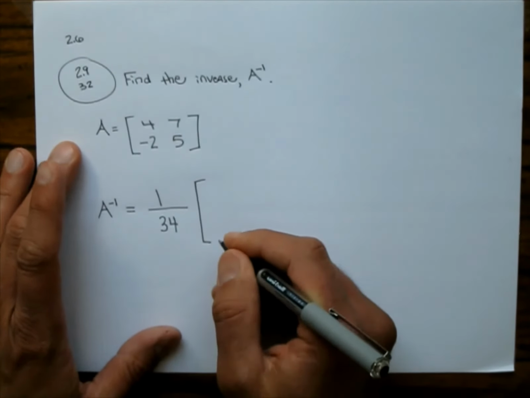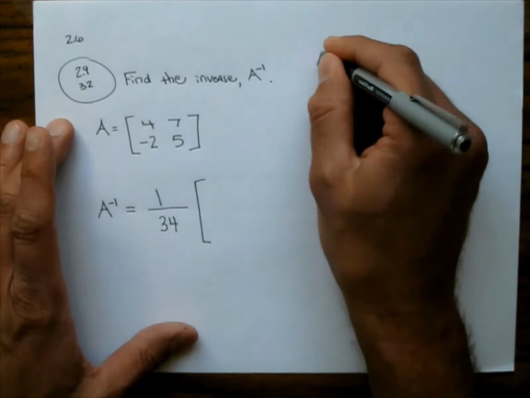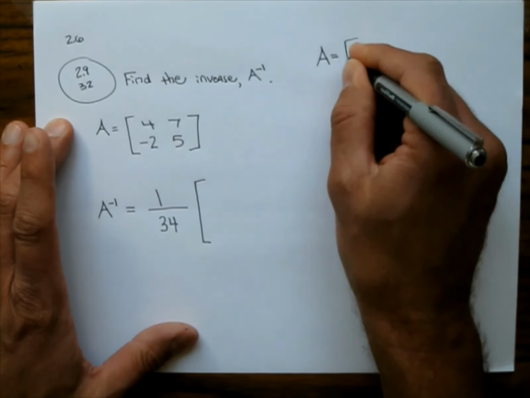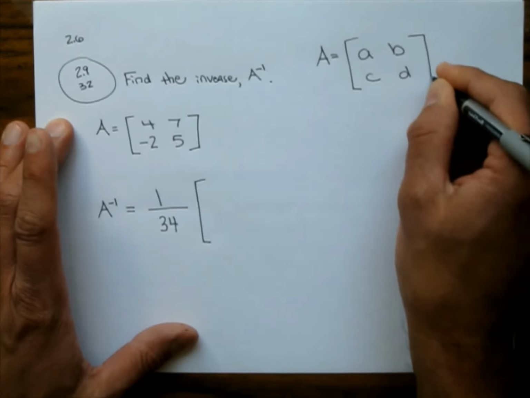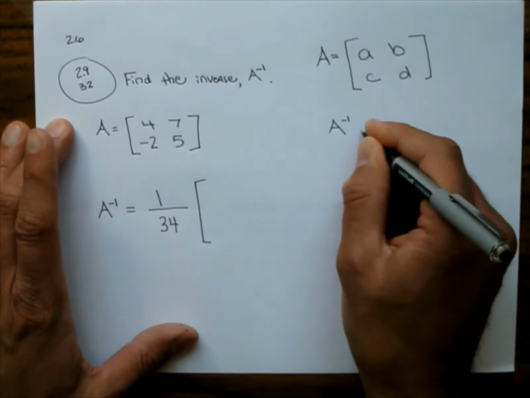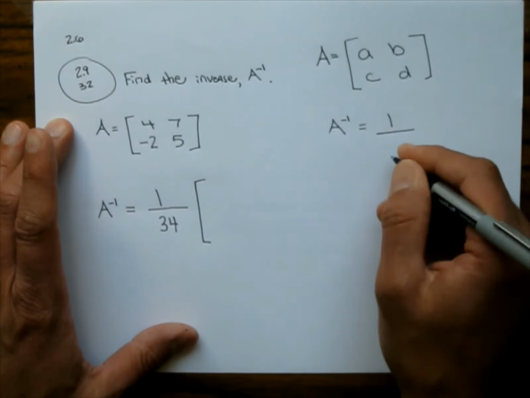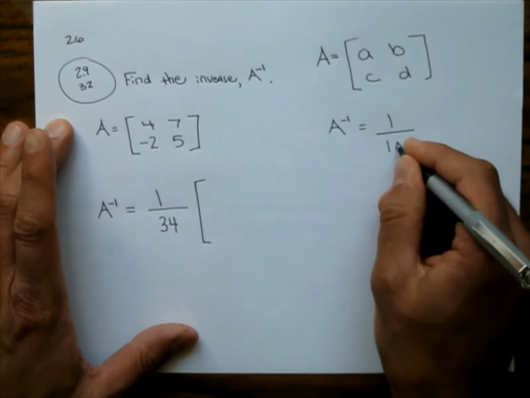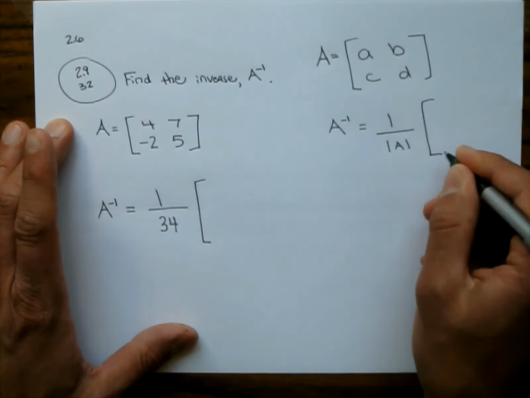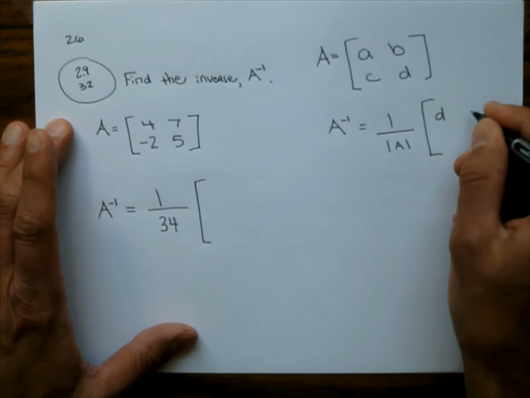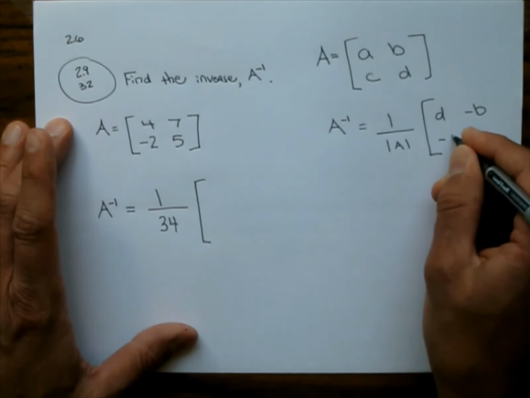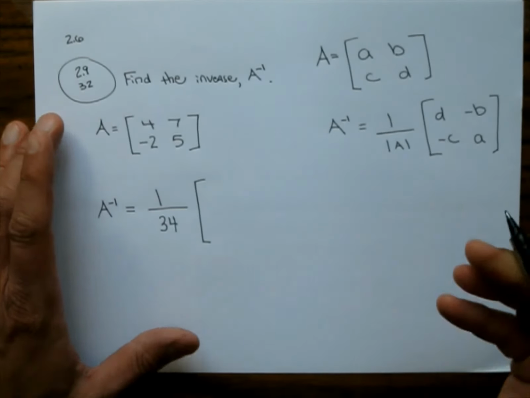So I am doing the shortcut. If you're thinking, what shortcut are you doing? I'll go ahead and show you the shortcut. a, b, c, d. A inverse is 1 over the determinant of A. And then in here, this is just memorization. Switch your d and a and negate your b and c. Okay, so that's the formula I'm using.